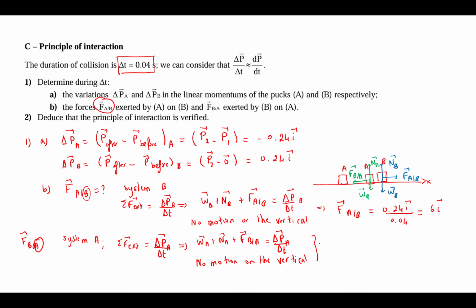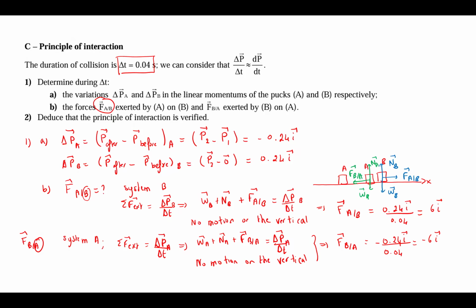Which means that weight and normal become 0, and I still have FB on A equal delta PA. Now delta PA was found equal to negative 0.24 I, and this is over 0.04, so I get here minus 6 I.